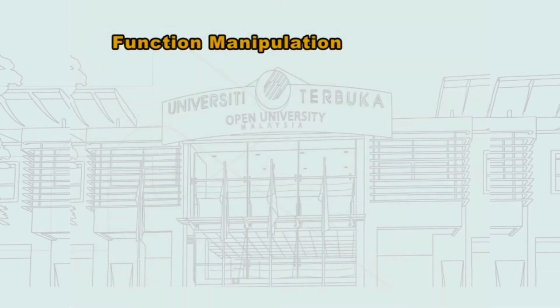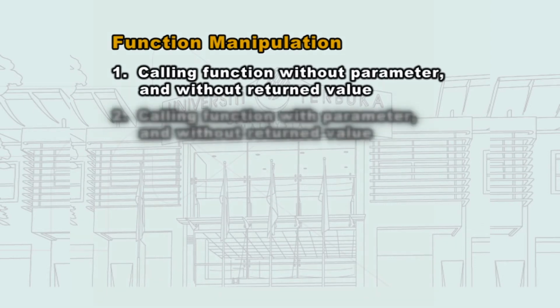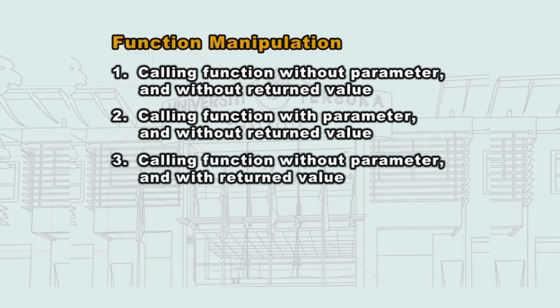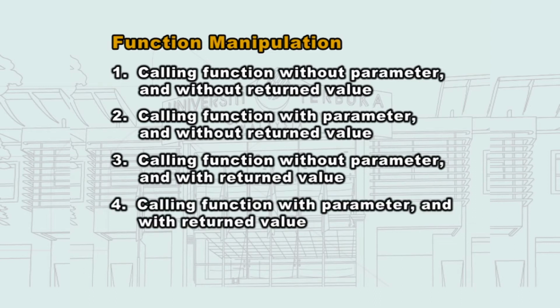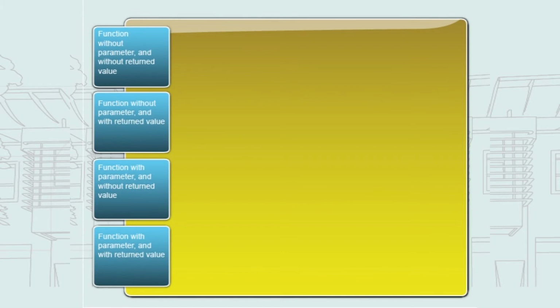There are four ways to call and manipulate functions. Calling function without parameter and without return value. Calling function with parameter and without return value. Calling function without parameter and with return value. Calling function with parameter and with return value. We look at this one by one.